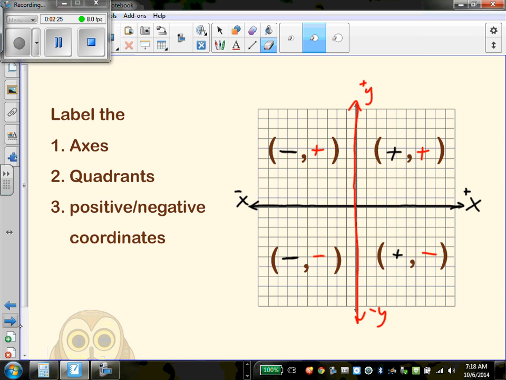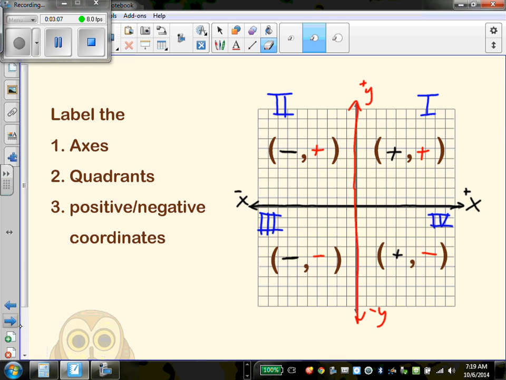Now, there are 4 divisions on the graph, as you can see. Ones where both are positive, ones where both are negative, and 2 of them where one is positive and one is negative. These are called quadrants, and we label them according to Roman numerals. We always start in the upper right-hand corner, and this is quadrant 1. We then sort of go around counterclockwise. So this one here is 2, this one here is 3, and this one here is 4. So we go around the circle like that. So that is quite a bit about this coordinate plane.